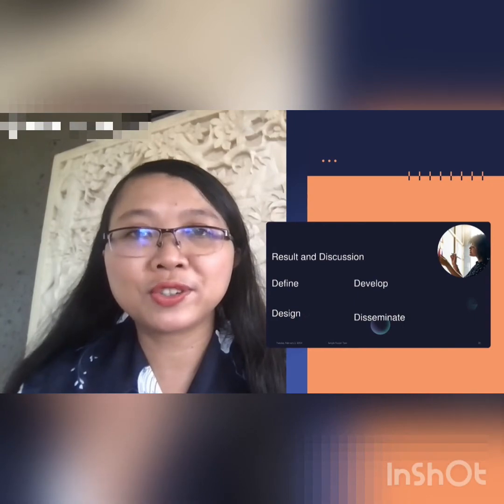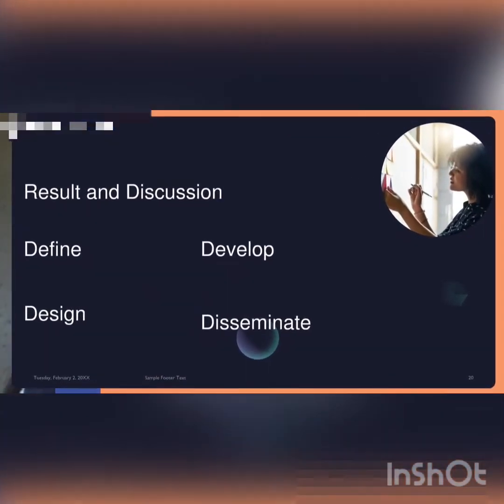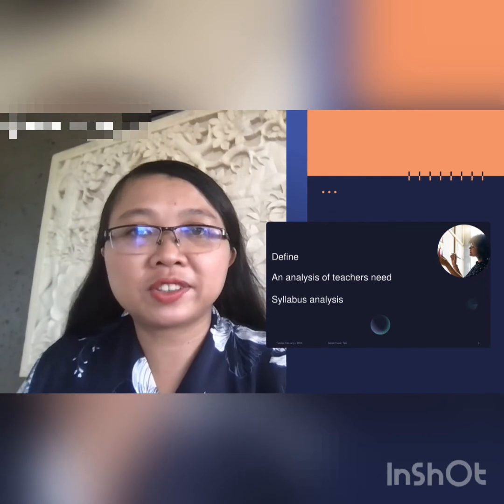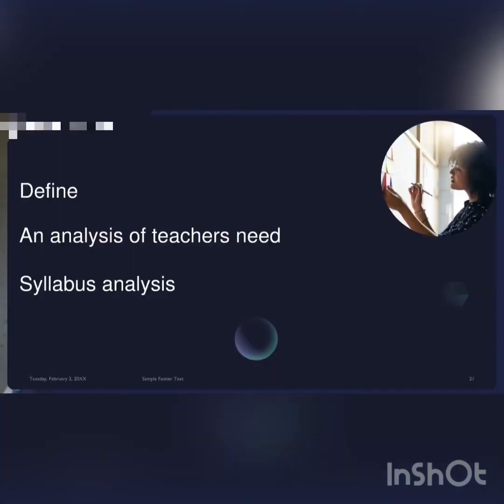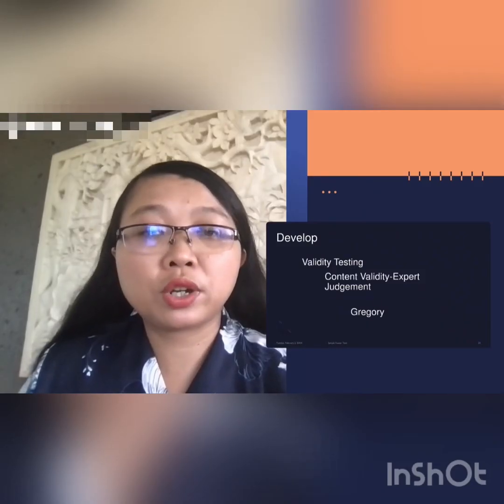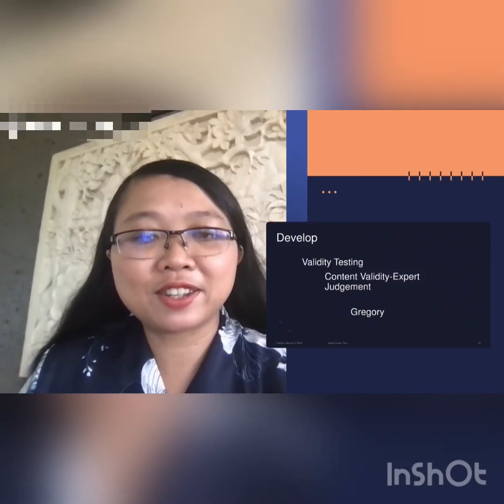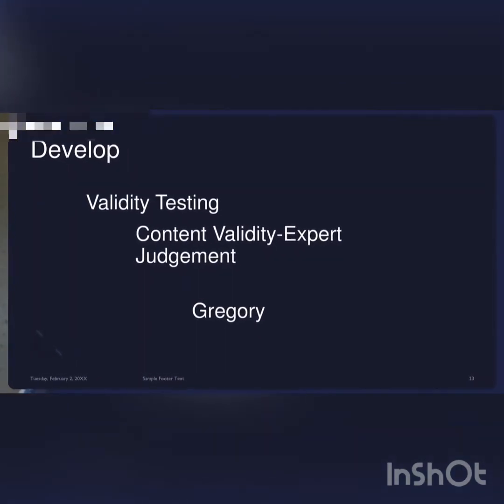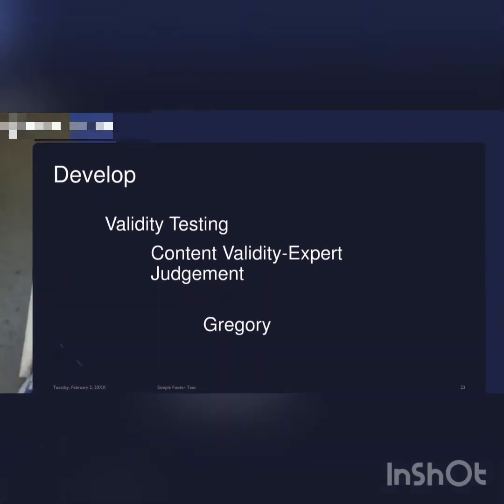Now let's move on to the result and discussion. At the define stage, we produced a needs analysis and also a syllabus analysis, and this resulted in the need for a self-assessment in reading, which did not exist before. And the design stage consists of several steps, and these are the steps that we went through during the design stage. During the develop stage, we are doing the validity testing and content validity. And for the content validity, we are using an expert judgment, and we're using the Gregory formula.